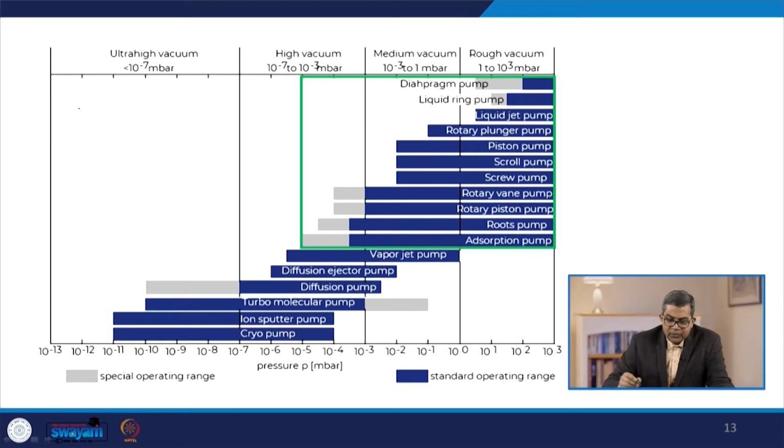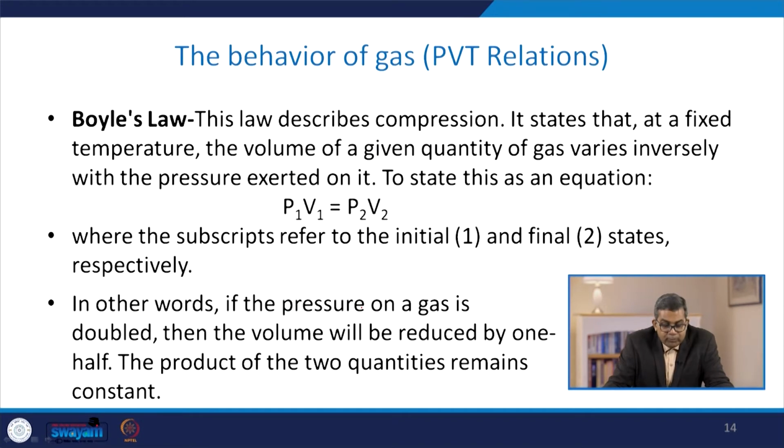Here you see that we have represented different types of application with different pressure ranges. Here we are talking about the rough vacuum: we have the liquid jet pump, rotary plunger pump, piston pump, scroll pump, screw pump, then rotary vane pump, etc. Then the medium vacuum, 10 to the power minus 3 to 1 millibar, where the rotary plunger, etc., and the vapor jet pump are most common. Then the high vacuum, 10 to the power minus 7 to 10 to the power minus 3 millibar: the diffusion ejector pump, diffusion pump, turbomolecular pump or ion sputter pump, and cryo pumps. All these are attributed in this approach.